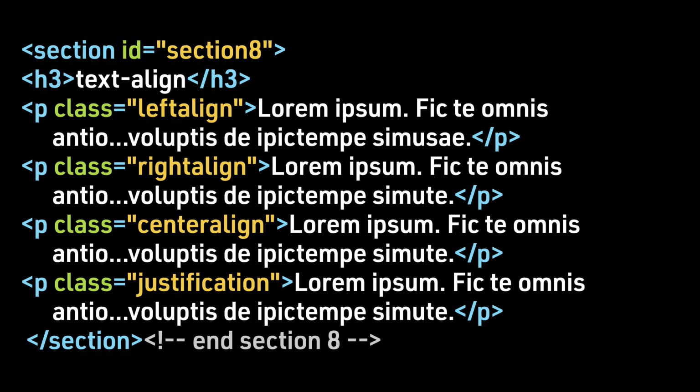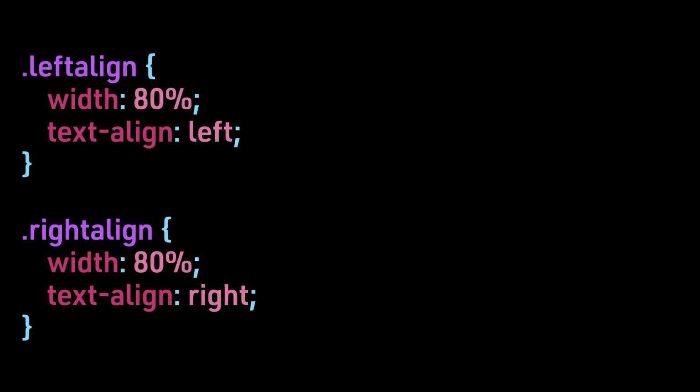For class left align, we will left align the text. For class right align, we will right align the text. For center align, we will center the text. And for class justification, we will justify the text. Here is the CSS. In our first 2 examples, we will left align the text, text align left, and right align text, text align right. We have made the width a little bit shorter so that we can see these changes a little bit better.